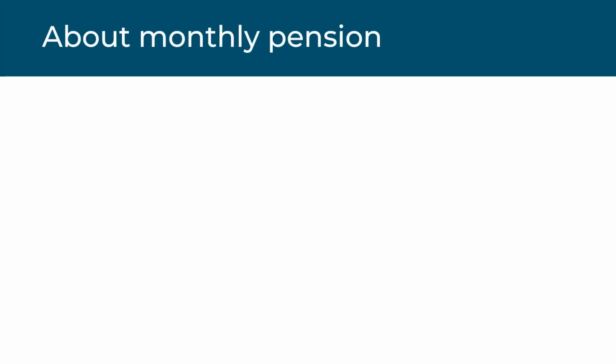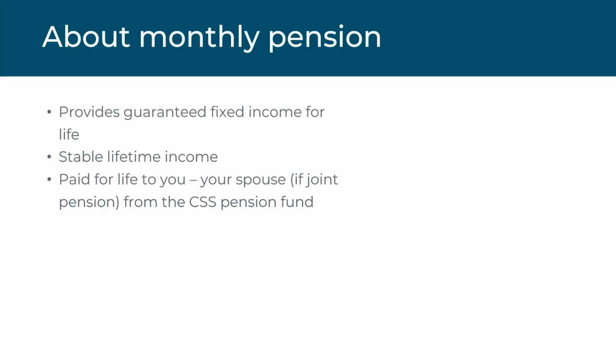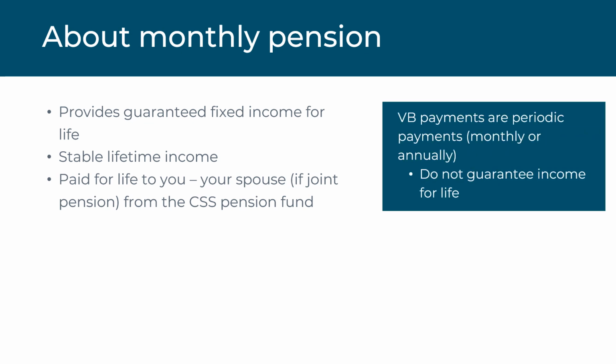The monthly pension is one of the options available to you when you decide to start your pension payments. This module will help you to understand what the monthly pension is and if it is right for you. The monthly pension option provides guaranteed fixed income for life.